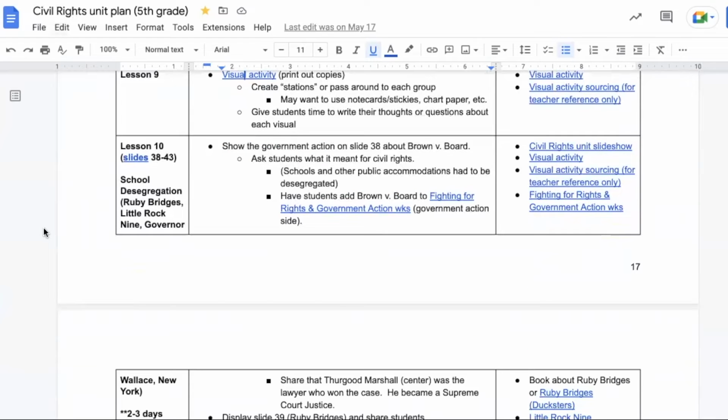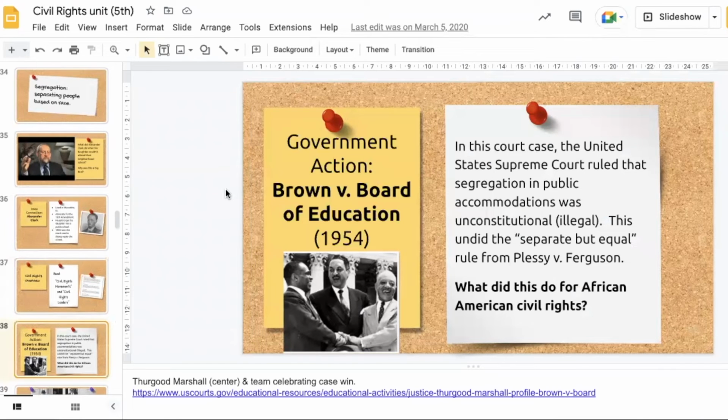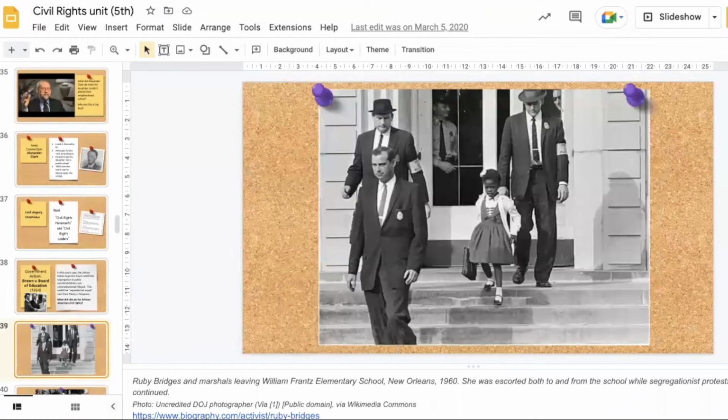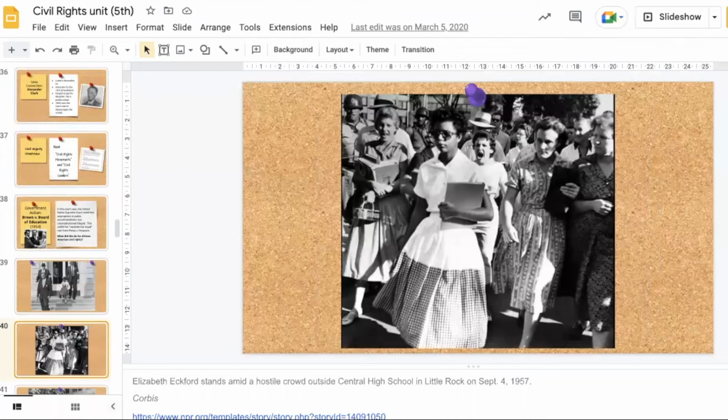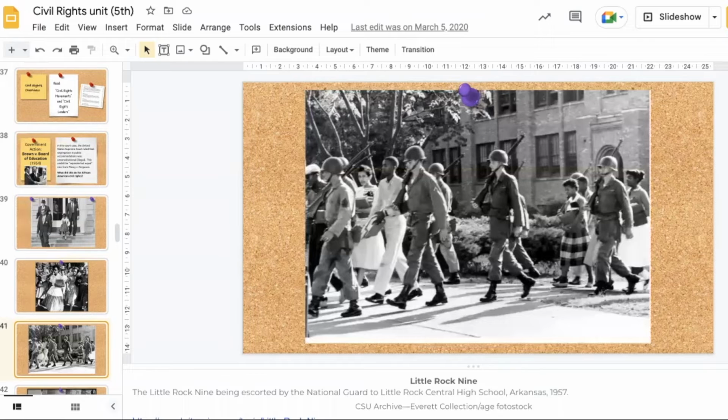In Lesson 10, we're talking about school desegregation. Students take a look at Brown versus Board and consider what it did for African American civil rights. What this did was it took out part of the decision from Plessy versus Ferguson. We have the image of Ruby Bridges, and then here we have an image of a student trying to walk into high school in Little Rock. Take a look at the faces in the background. Here's the Little Rock 9 being escorted by the National Guard simply so they could go to school.